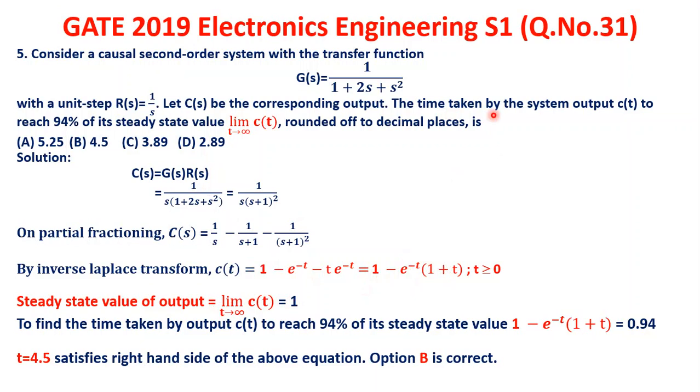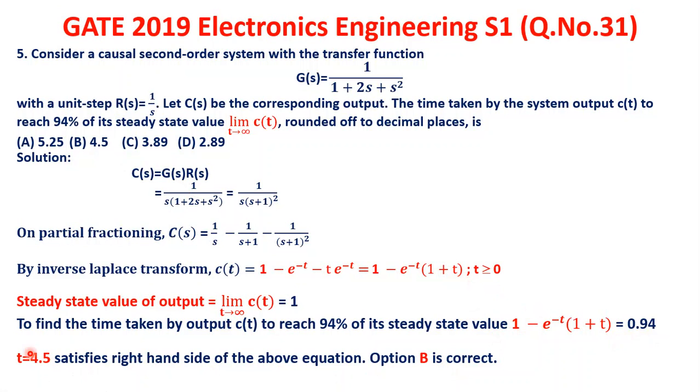The question is the time taken by the system response to reach 94% of steady state value. That means this particular response c of t, how much time it takes to reach 0.94. Therefore, we have to equate this to 0.94. That is what I have written here. So we can solve this. Actually, we can take logarithm and all that. Instead, options are given. So the best thing is to substitute the options, then check whether the right hand side is satisfied. So it is found that when we substitute t is equal to 4.5, the right hand side is satisfied. Therefore option B is correct.